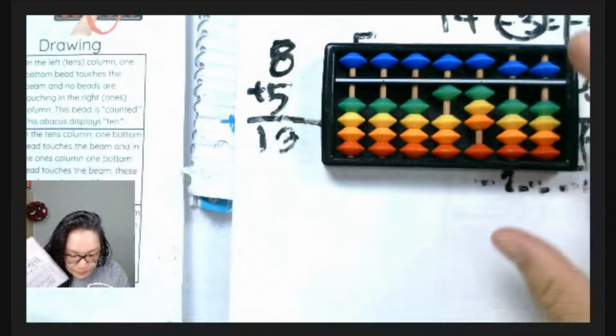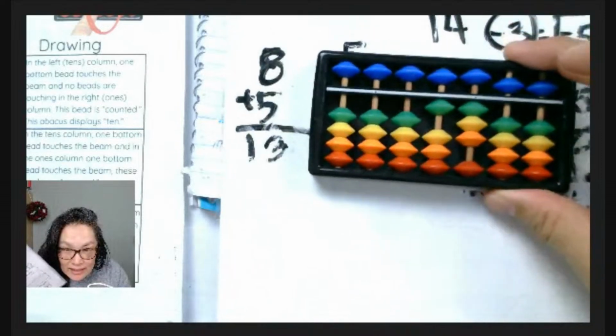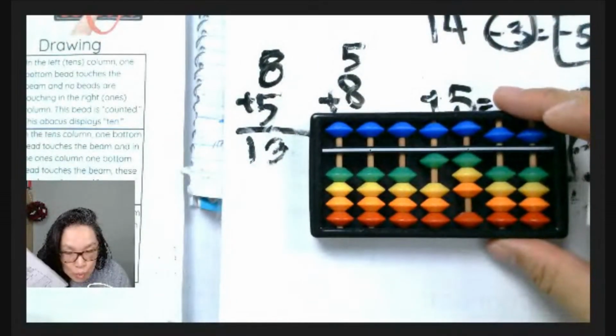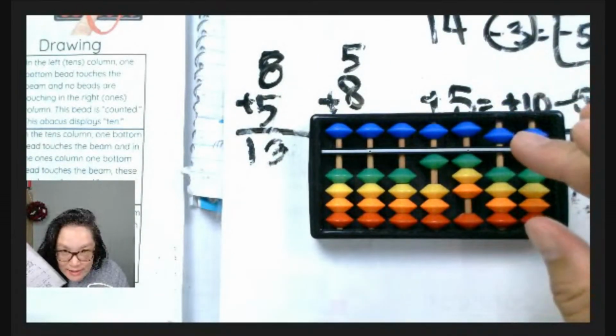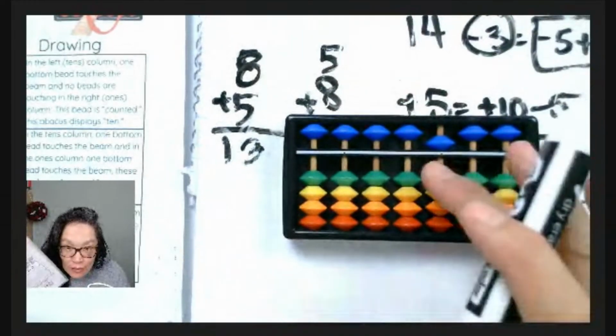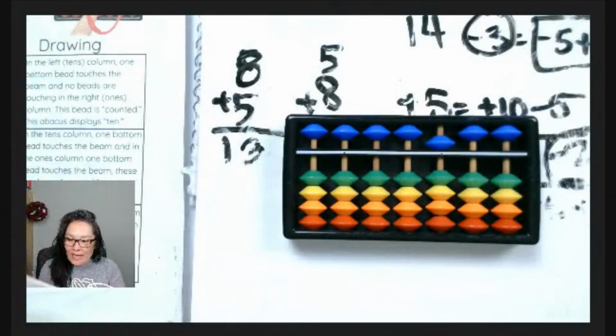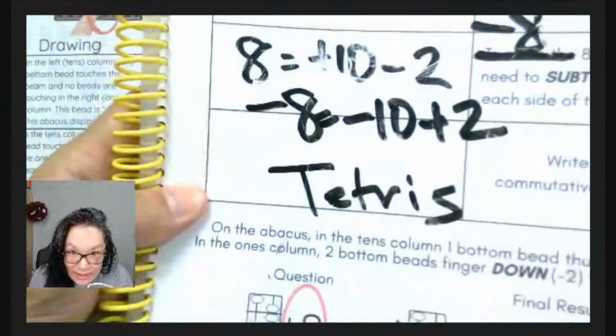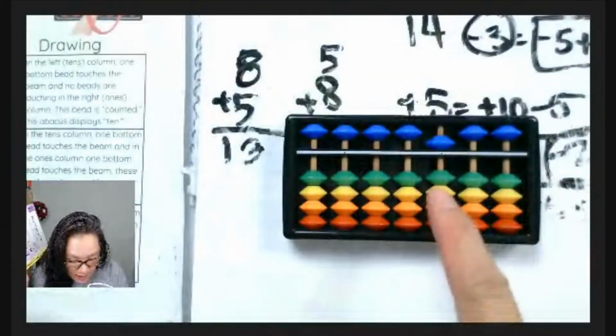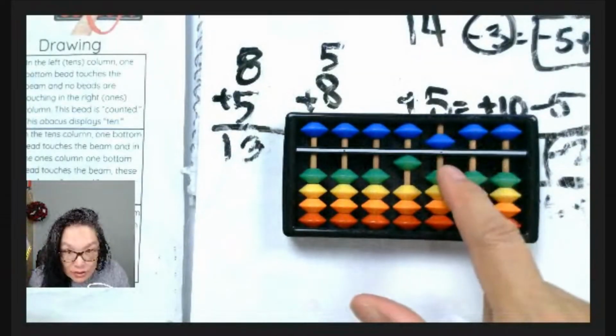Make sense? Now let's do it again. No, it's not the same. Let's do 5, right? We add 8. We know how to add 8. We've done that before. We know adding the 8 is plus the 10 minus the 2. Plus the 10, take away the 2.